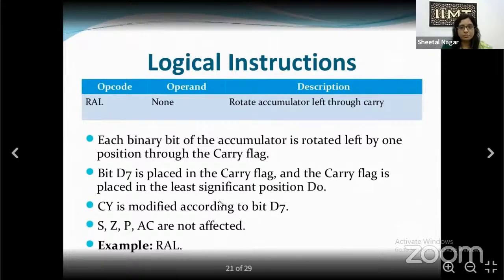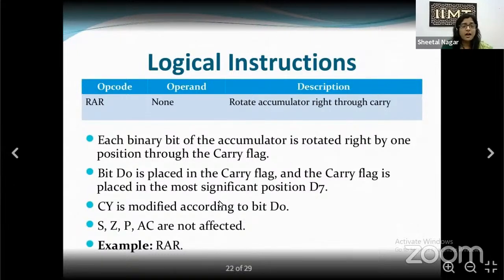RAL, rotate accumulator left through carry. Each bit of the accumulator is rotated left by one position through the carry flag. Bit D7 is placed in the carry flag and the carry flag is placed in the least significant position D0. Carry is modified according to bit D7; sign, zero, parity, and auxiliary carry flags will not be affected with this RAL instruction. All rotate instructions are 1 byte instructions only.